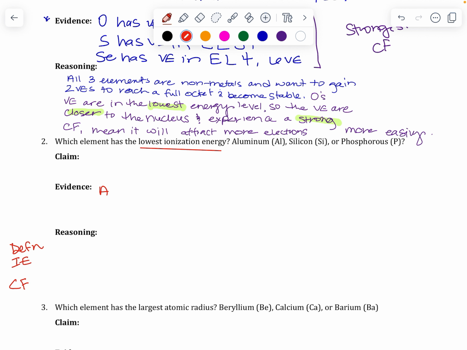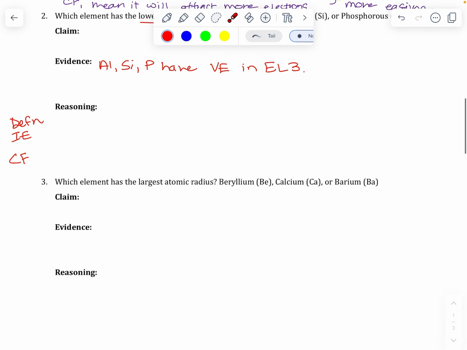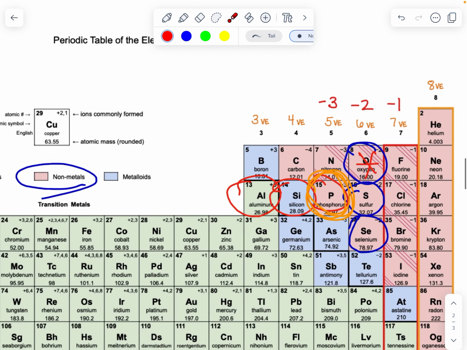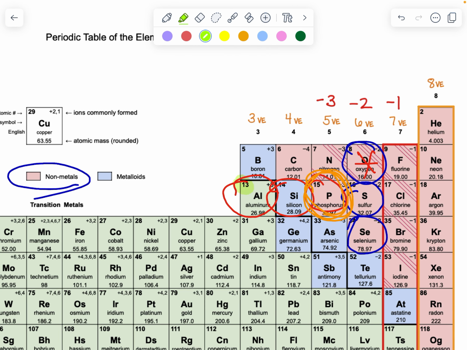So aluminum, silicon, and phosphorus have valence electrons in energy level 3. With this, though, I can then say, well, what is different if we're thinking of that ionization energy and that Coulombic force? Well, proximity is the same. So Coulombic force is based on proximity and nuclear charge. Well, what charge is in the nucleus? That's going to be our protons. So now let's talk about how many protons they each have.